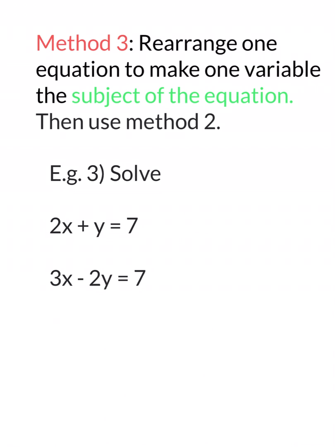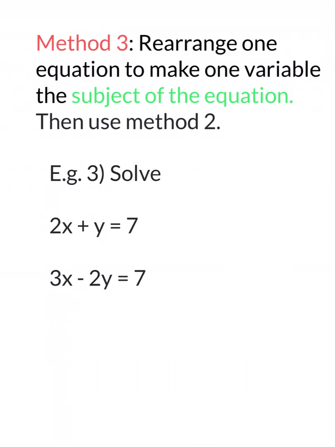For our third method, on this occasion you don't get one variable as the subject of the equation. So you actually have to rearrange one of the equations to make one variable the subject. And then you go and use method 2. So if we're going to solve 2x plus y equals 7 and 3x minus 2y equals 7.